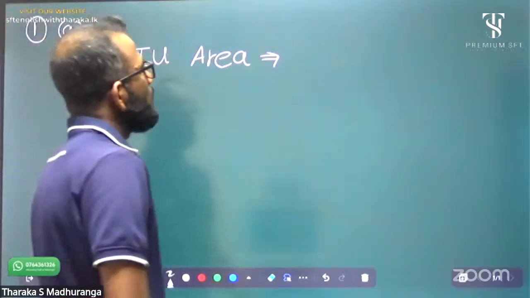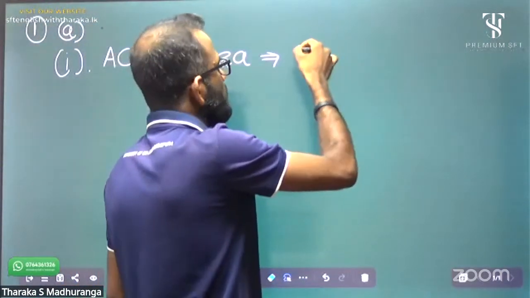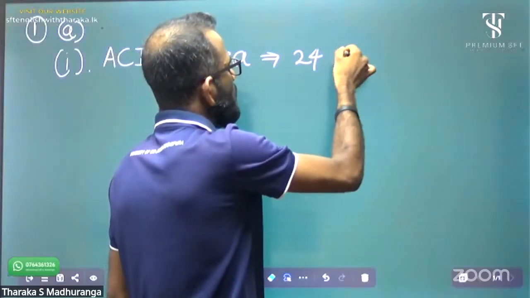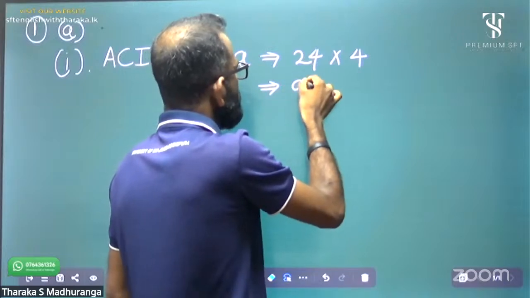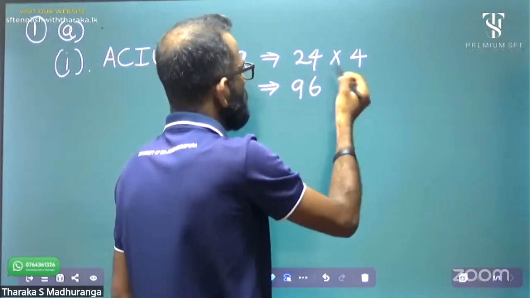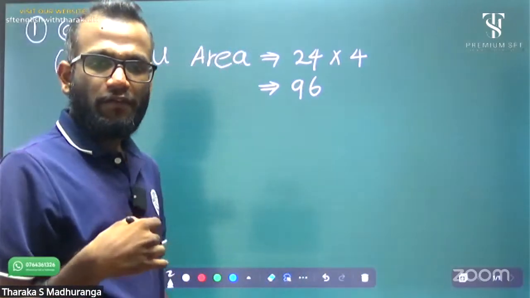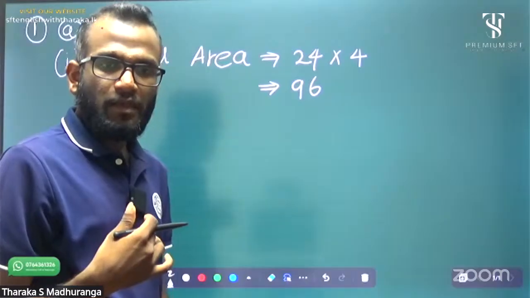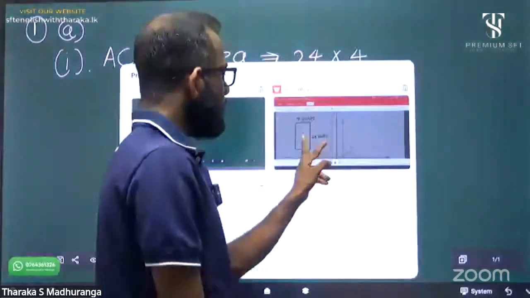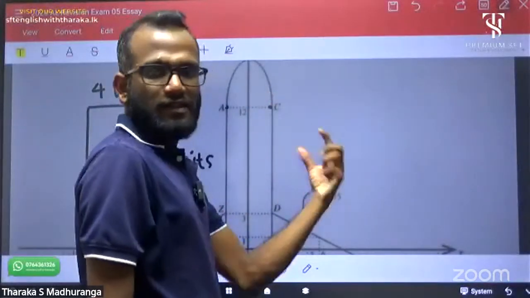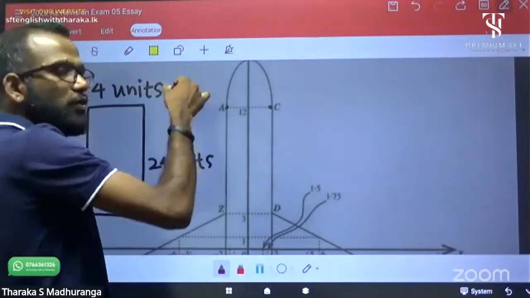ACIU area. What is the rectangle? Length into width. 24 into 4. 96. Yeah, 4 into 24 is 96. What's the unit? Square units, yes. I told you on a Cartesian plane, if you get some distance, the value comes in units. See, 24 units, 4 units.